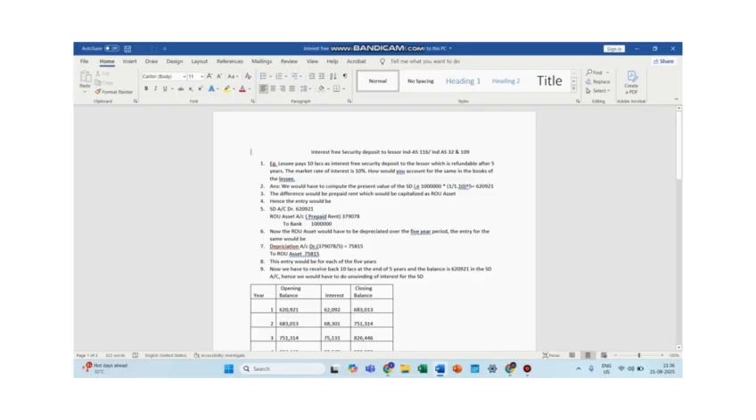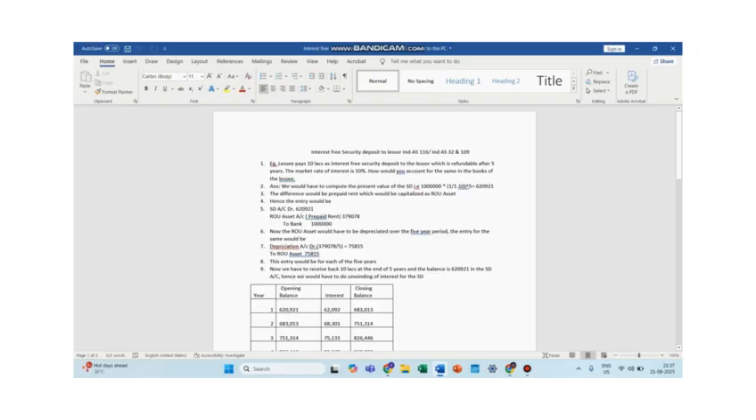So the present value comes to 620921. Now we've given a deposit of 10 lakhs and the present value of the security deposit is 620921. Where would the difference go? The difference would go to prepaid rent, which would be capitalized as ROU asset. So the entry would be: security deposit account debit 620921, ROU asset account debit, which is prepaid rent, 379078, to bank 10 lakhs. Now the ROU asset would have to be depreciated over the 5-year period.